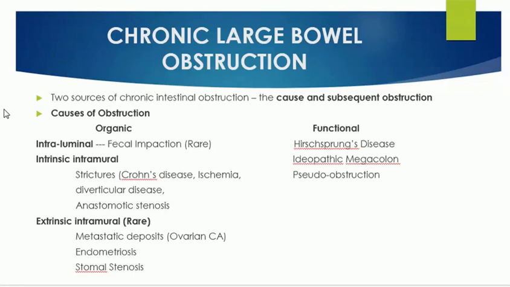Now, what are the extrinsic causes of organic obstruction? Among them, metastatic deposits, for example, ovarian carcinoma can lead to peritoneal metastasis, and this can also lead to intestinal obstruction. Endometriosis is another cause of chronic intestinal obstruction arising from extrinsic causes. Stomal stenosis, very uncommonly, a stoma can stenose and lead to chronic intestinal obstruction. Among the causes of functional chronic intestinal obstruction are Hirschsprung disease, idiopathic megacolon, then pseudo-obstruction. These are basically functional causes of chronic intestinal obstruction.